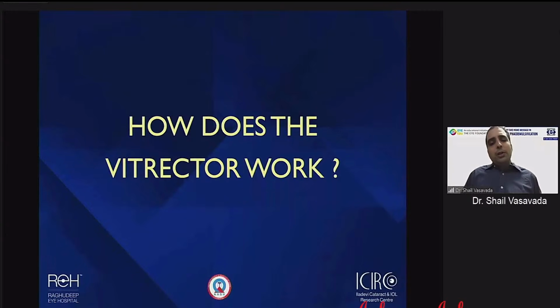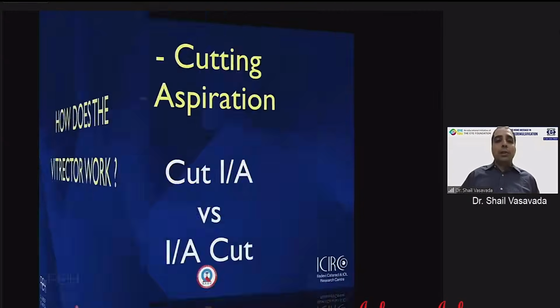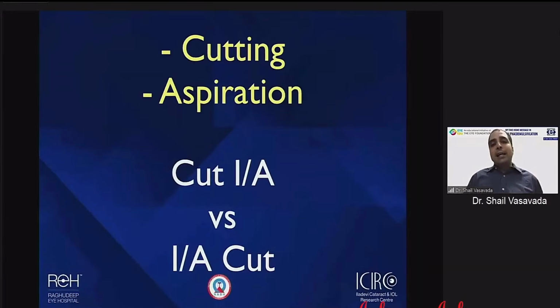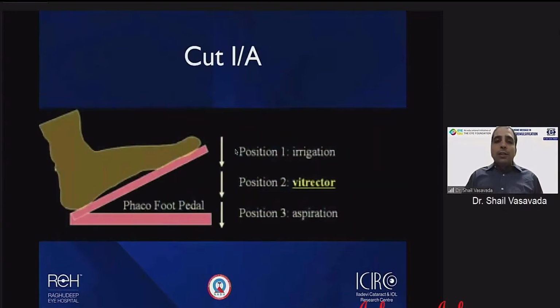Another important point is what settings to use and how the vitrector works. It's important to know that the vitrector comes in two modes, that is cut IA and IA cut. What we want to do when we are doing vitrectomy is to cut first and then aspirate. So we want to always be in cut IA mode, and your OT assistant must be aware of putting in the right mode, because if you go into IA cut, it will first aspirate and then cut. When you are in cut IA mode, your foot pedal will work in this fashion: first position will be irrigation, second will be cut, that is vitrectomy, and once it is cut, whatever is in the vitrector will then be aspirated through the vitrector.